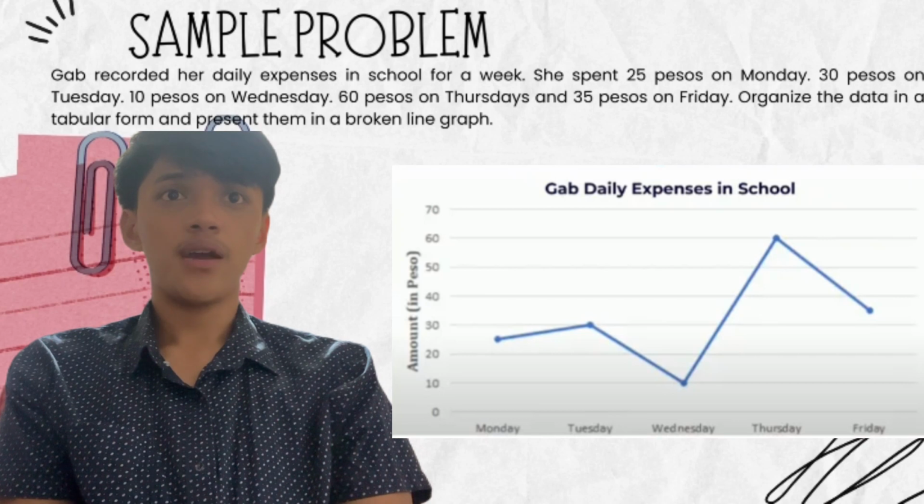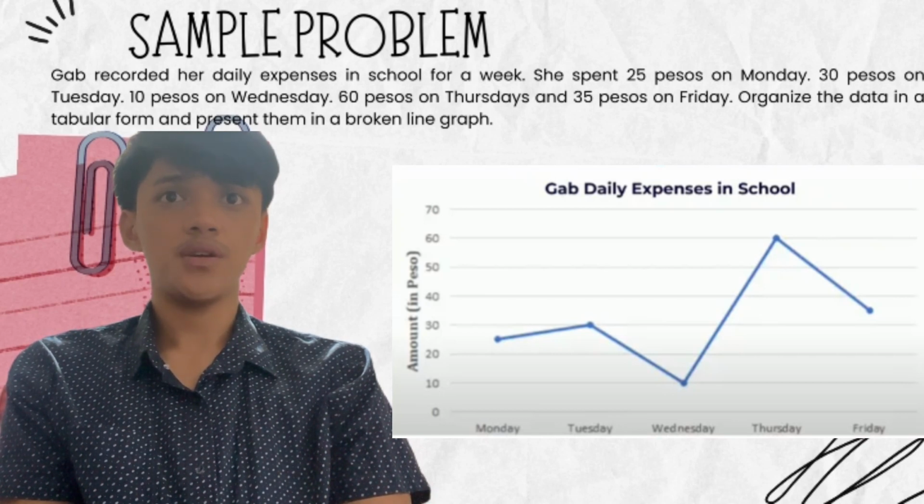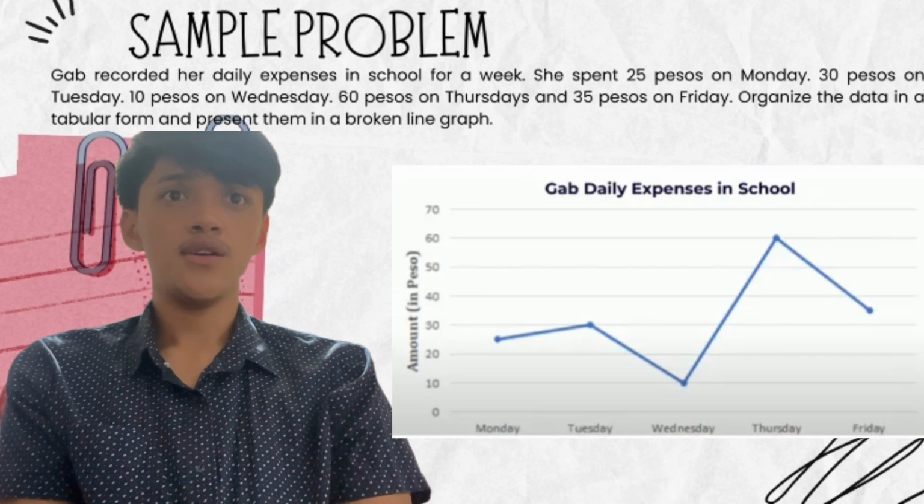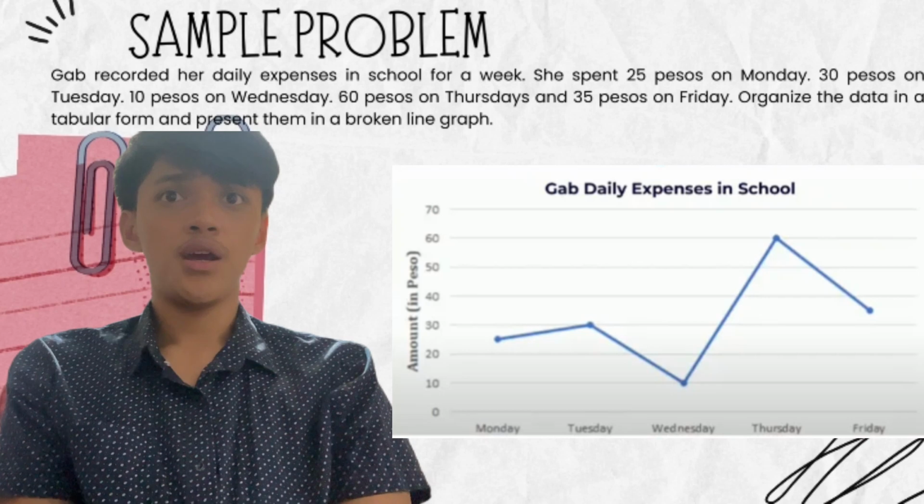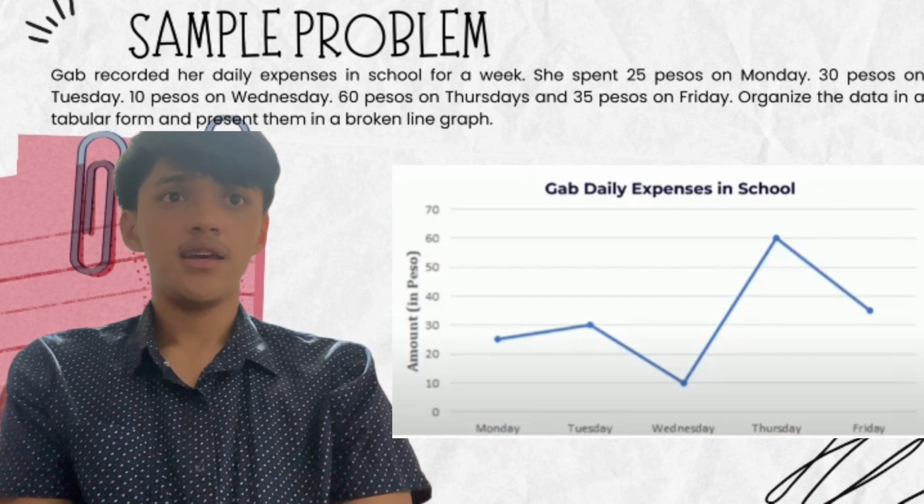The interval of the y-axis is 10. The next level is the x-axis with the days. So here, as you can see, we already labeled it with the days, in the proper order from Monday to Friday.